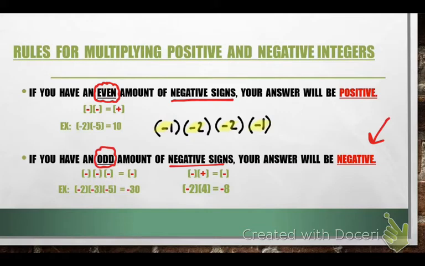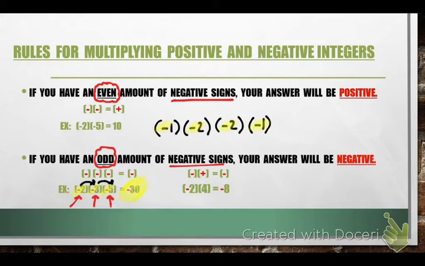What's the next odd number? 3, okay? So if you look at this right here, 1, 2, 3. That's an odd amount of negative signs. So your answer has to be what? Positive or negative? Negative. It has to be negative, okay? So that's why when doing this kind of a problem, you can see 2 times 3 would be 6, 6 times 5 would be 30, but because there are 1, 2, 3 negative signs, an odd amount of negative signs, my answer has to be -30.